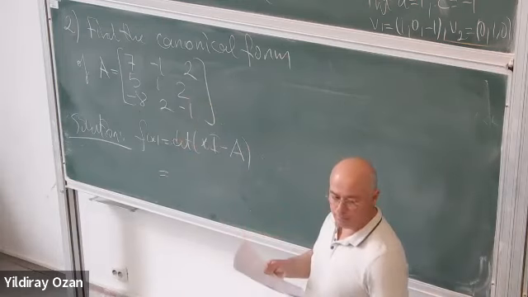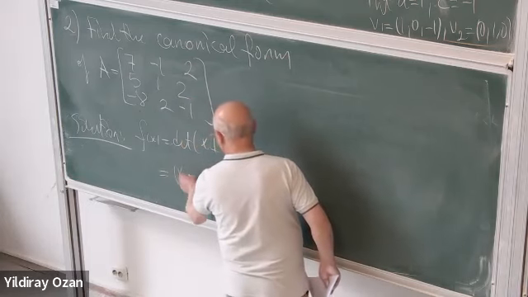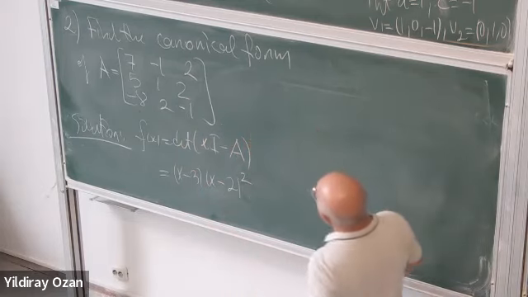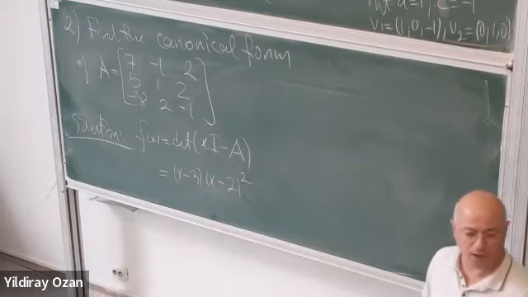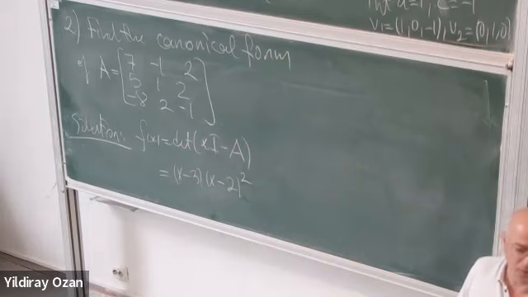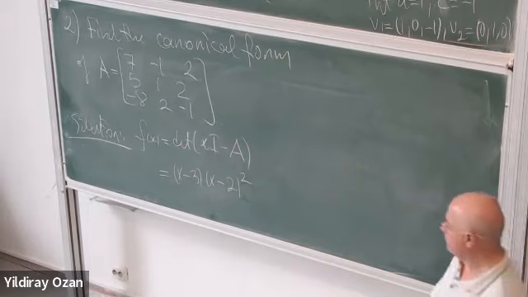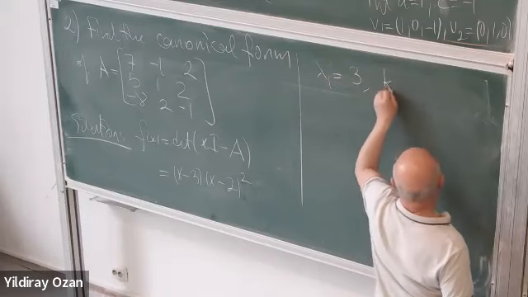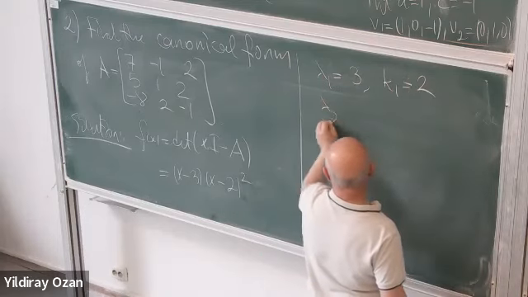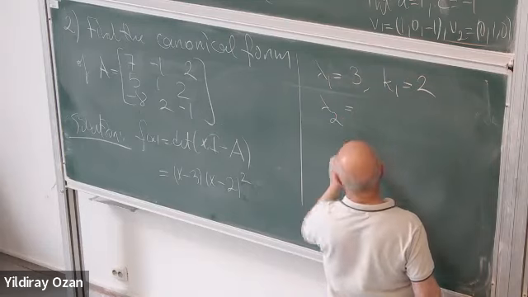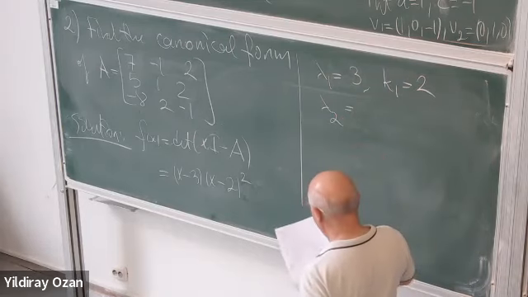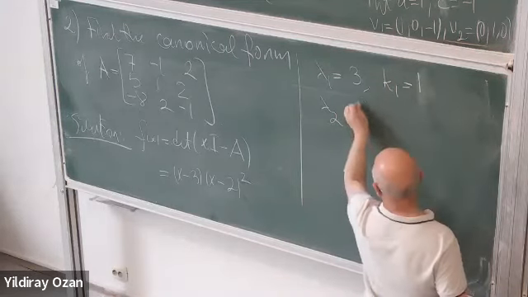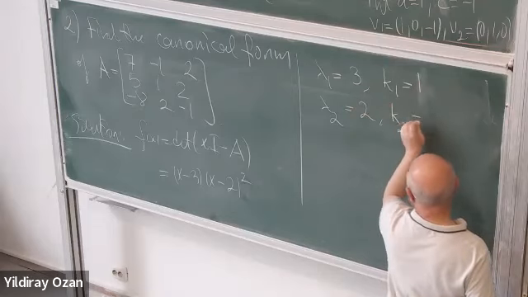Let me tell you the answer directly: x minus 3, x minus 2 squared. So it's kind of similar to the above one. Okay, two different eigenvalues, one of them is repeated. So lambda 1 is 3 and k1 is just 1. Lambda 2 is 2 and multiplicity is 2.